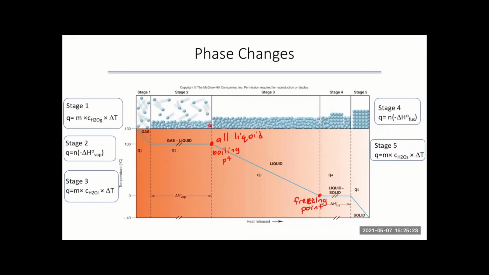For stage 2 and 4, we're switching phases. Since we're switching phases, we're going to look at the enthalpy. And that's why it's the number of moles times the delta H.